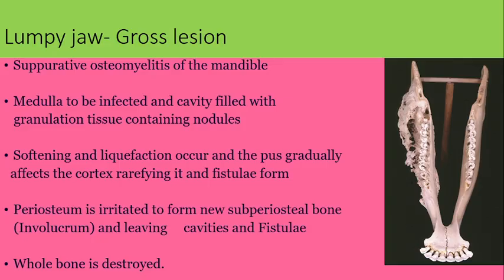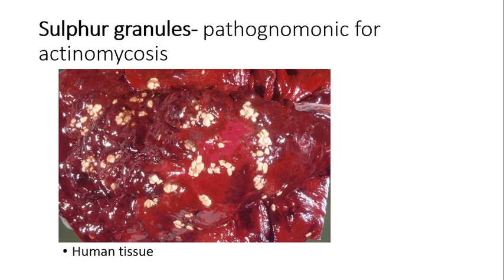In lumpy jaw, it produces suppurative osteomyelitis of the mandible, the medulla becomes infected, and the cavity is filled with granulation tissue containing nodules. Softening and liquefaction occur, and the pus gradually affects the cortex, rarefying it, and fistulae form. The periosteum is irritated to form new subperiosteal bone, or involucrum, leaving cavities and fistulae. The whole bone is destroyed. You can see this. And the pathognomonic lesion is formation of sulfur granules.